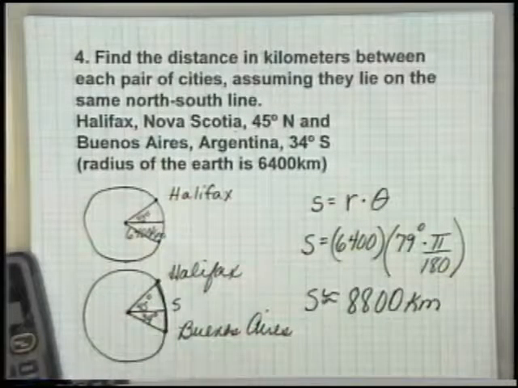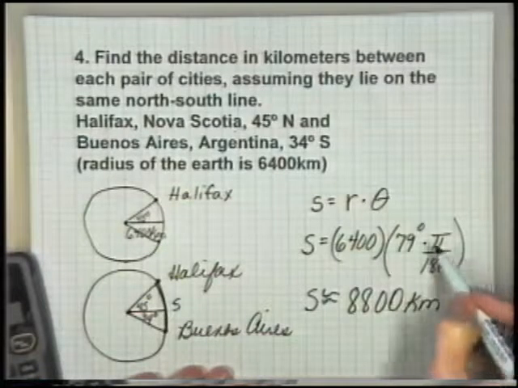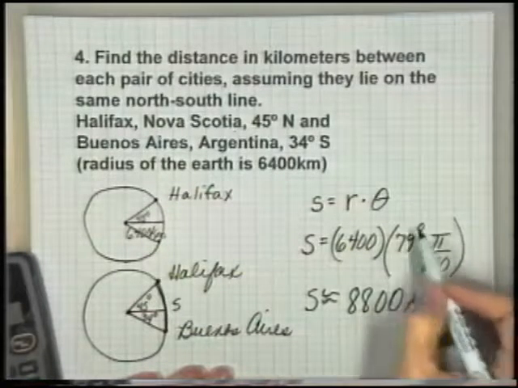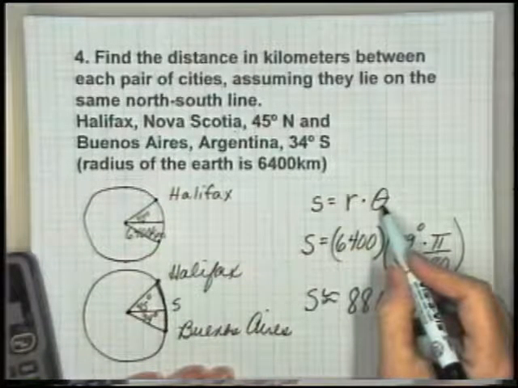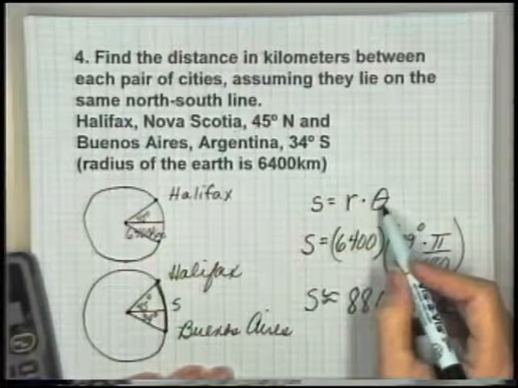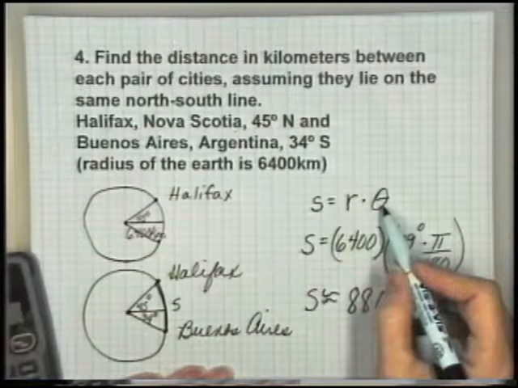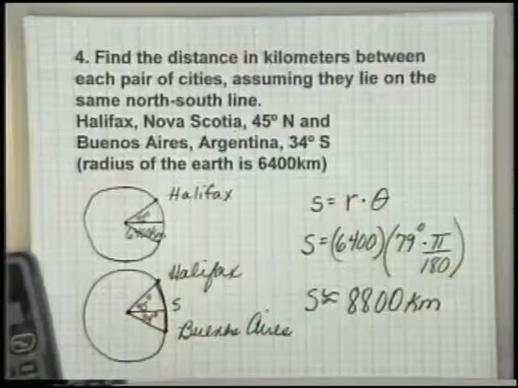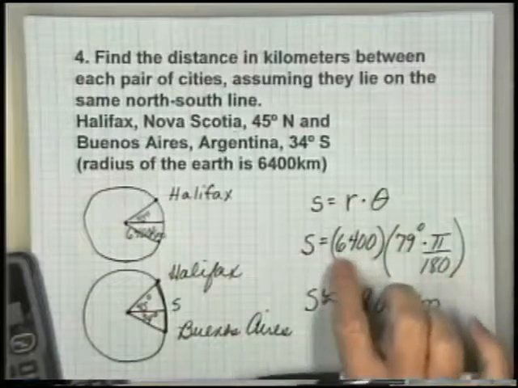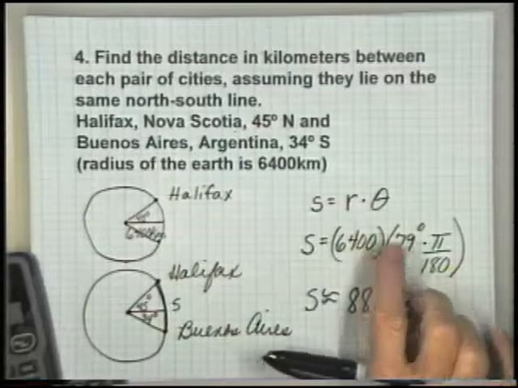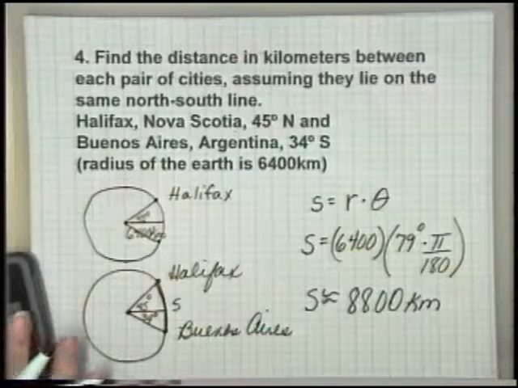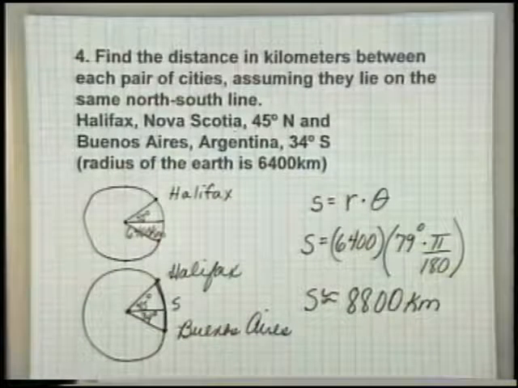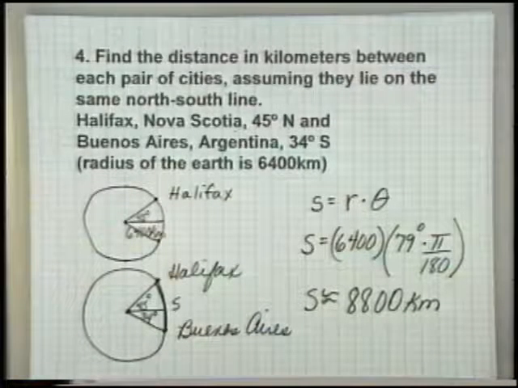The arc length and the radius have the same measurement. And of course, remember that since theta is in radians, that is just a number. That is not a type of measure. So it's just this number times 6,400 kilometers, and that's how we get the 8,800 kilometers.